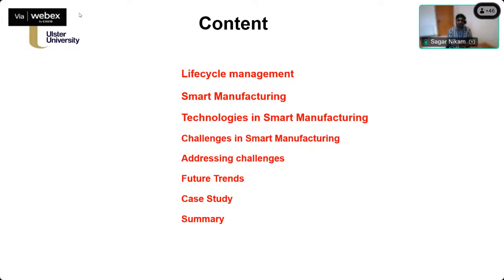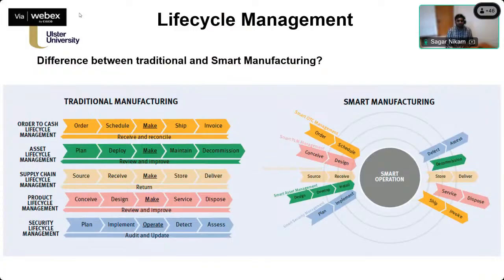Then it's about the technologies that are associated with smart manufacturing. Although we are talking about smart manufacturing, there are still a lot of challenges in it, and we're going to look at those challenges and how they can be addressed. I will talk about a slide on future trends. There is a small case study of some small scale industries which have adopted smart manufacturing, and then the final conclusion.